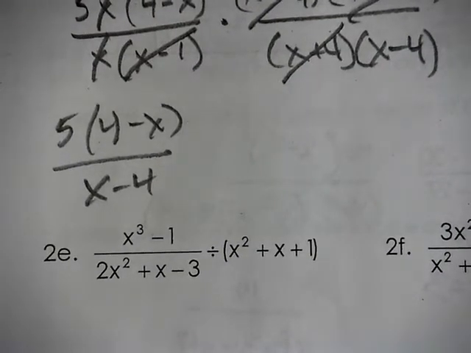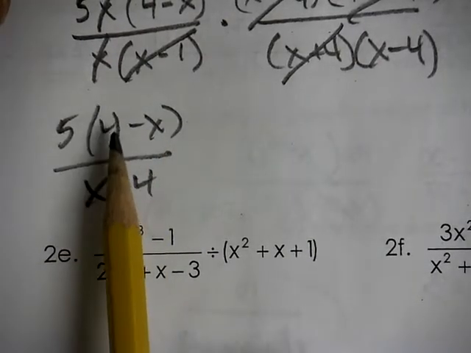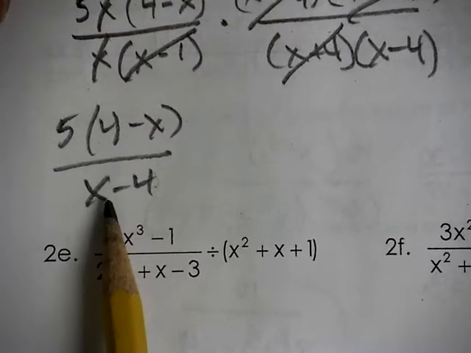4 minus x kind of looks like x minus 4. But if you look closely, the x is the negative here, and the 4 is the positive. It's the other way around down here.